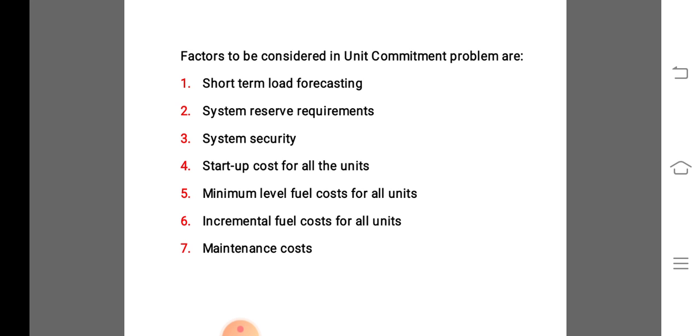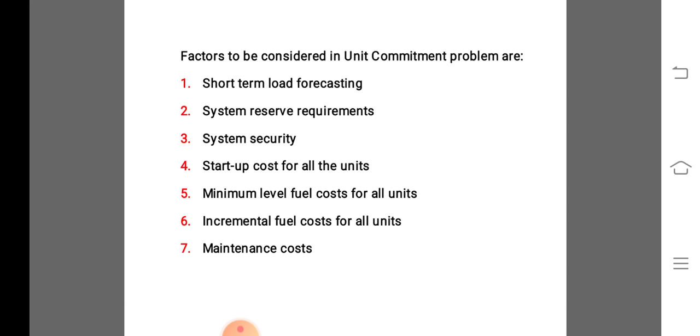Then we must know about the heat rate curve. The heat rate is the ratio of fuel input in BTU to energy output in kilowatt-hours. It is the slope of the input-output curve at any point. The reciprocal of heat rate is called fuel efficiency. The heat rate curve is a plot of heat rate versus output in megawatts.